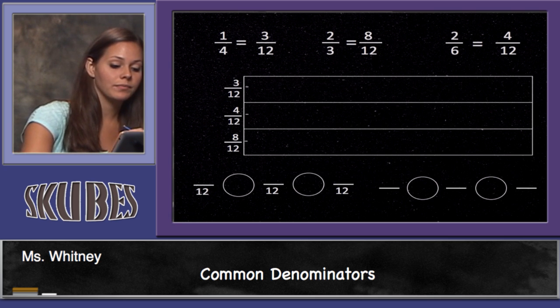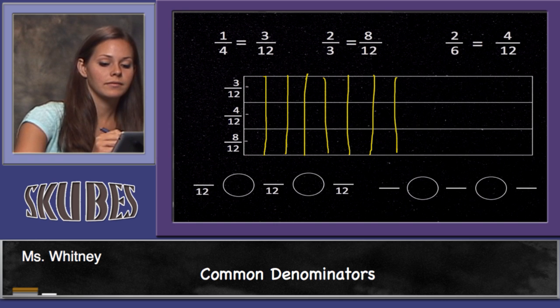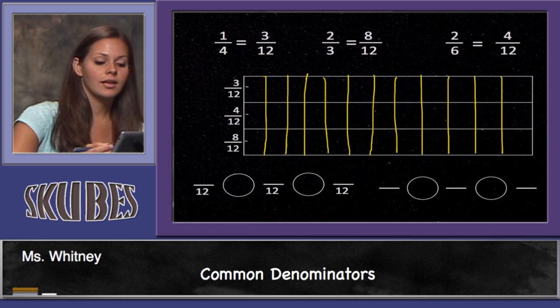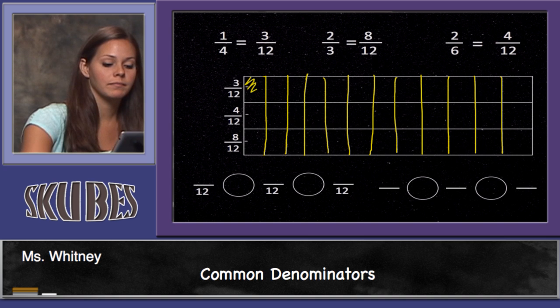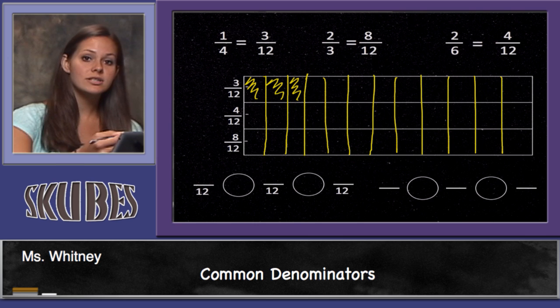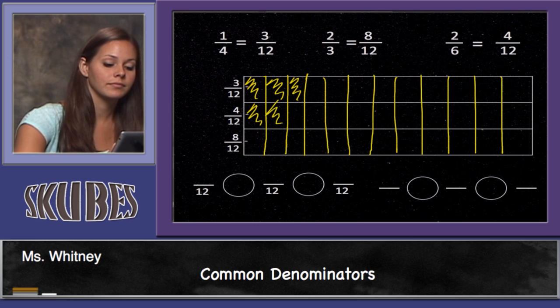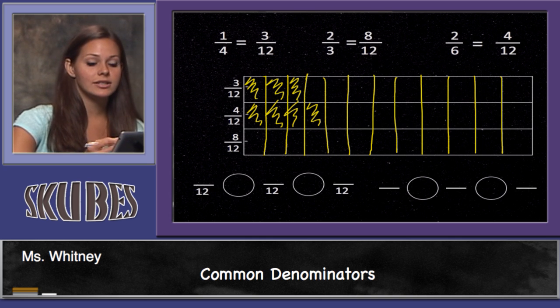We're going to use a model. Going to draw 12 pieces as accurate as possible. First, I'm going to shade 3/12, which is equivalent to 1/4. Now I'm going to shade 4/12, which is equivalent to 2/6. And last, I'm going to shade 8/12, which is equivalent to 2/3.